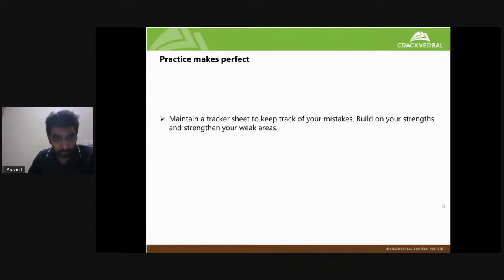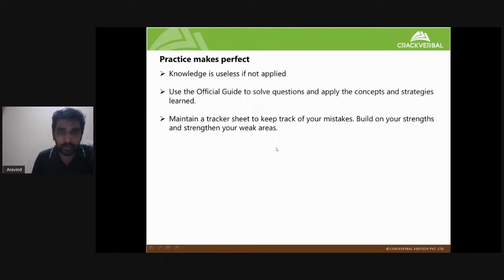Remember that practice makes perfect. It's a cliched statement, but it's true. Remember that knowledge is useless if you don't apply it. So the course that you took up, the strategies that you learned, the shortcuts that you learned, they are useless if you don't apply them. And the best way for you to learn how to apply is to use the official guide and solve as many questions as you can.